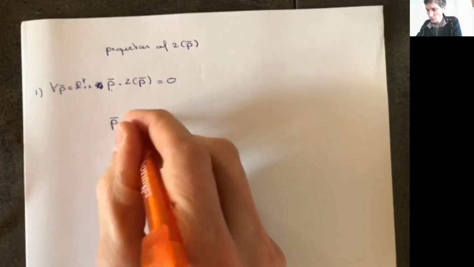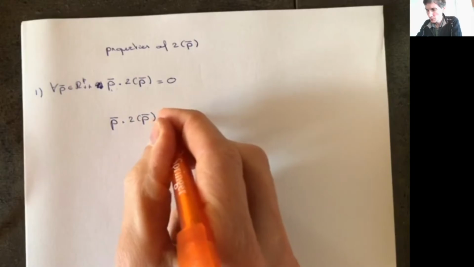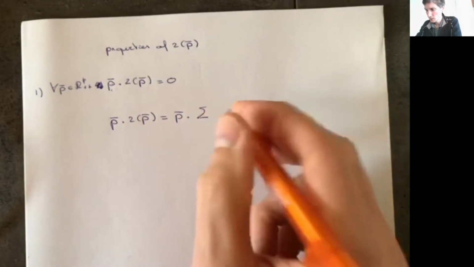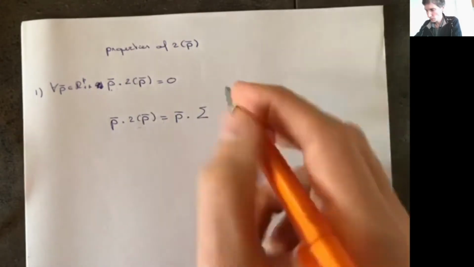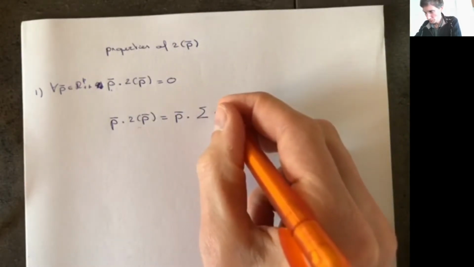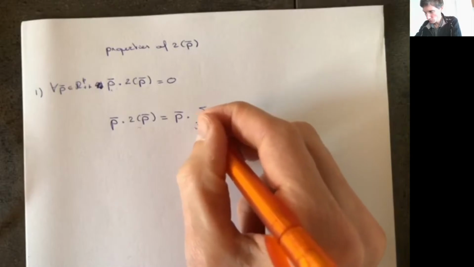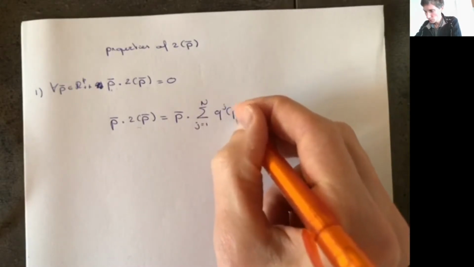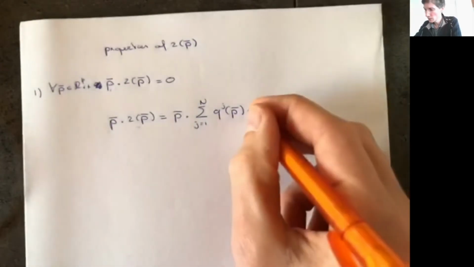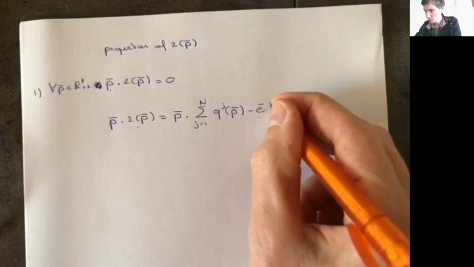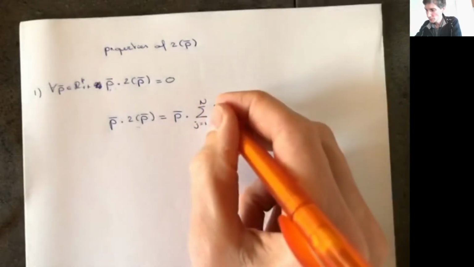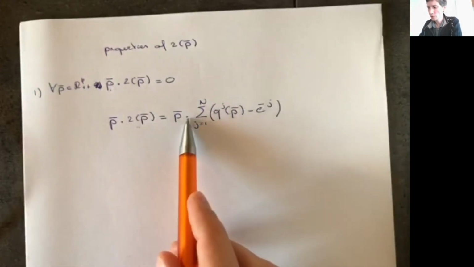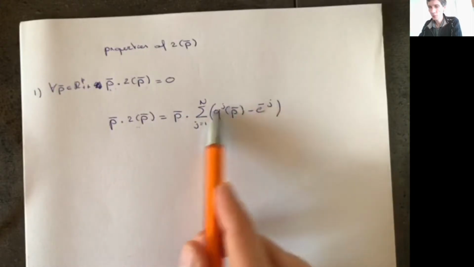So I have P times Z of P. Well, this is equal to P times, this is the excess demand, right? So it's the sum over all consumers of the demand function of the consumer J minus the endowment of consumer J. Okay, so this is the dot product of P times a sum of vectors.